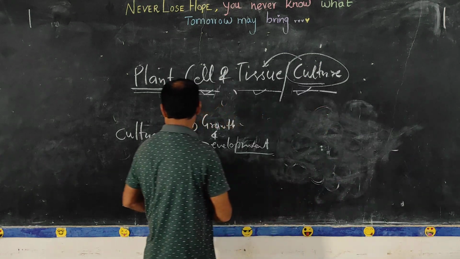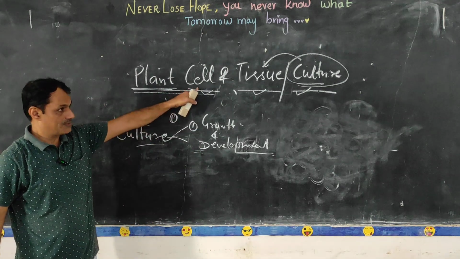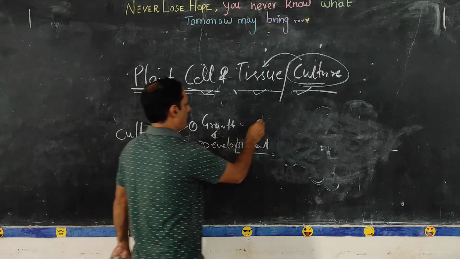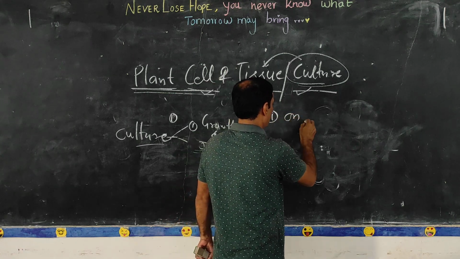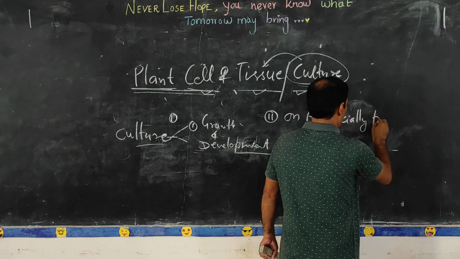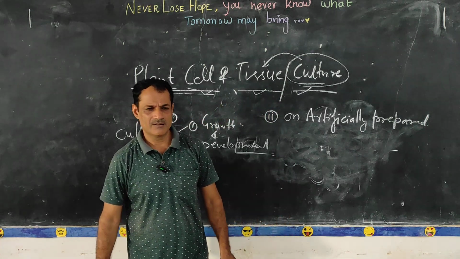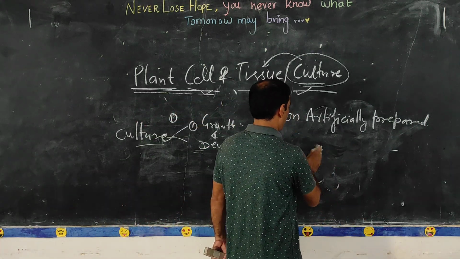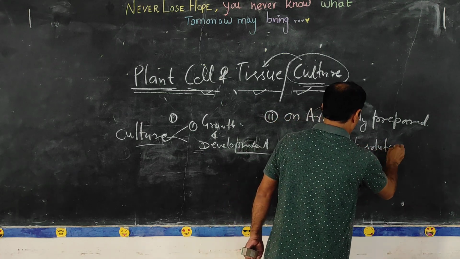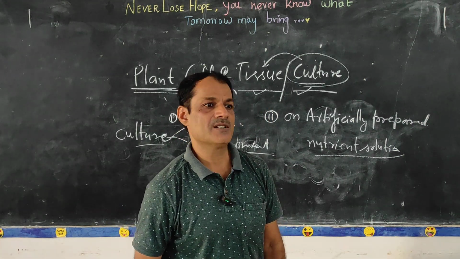This is point number 1 to define culture. Point number 1 is growth and development of what? Of cell and tissues. Point number 2 is on artificially prepared what? On artificially prepared nutrient solution, right?